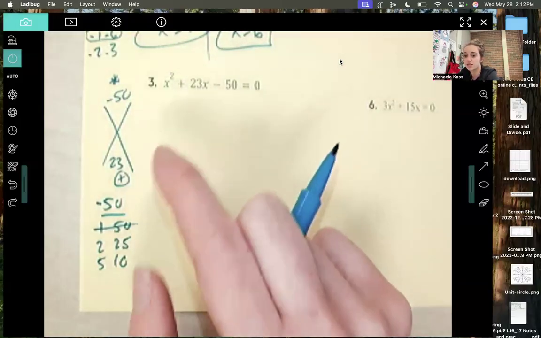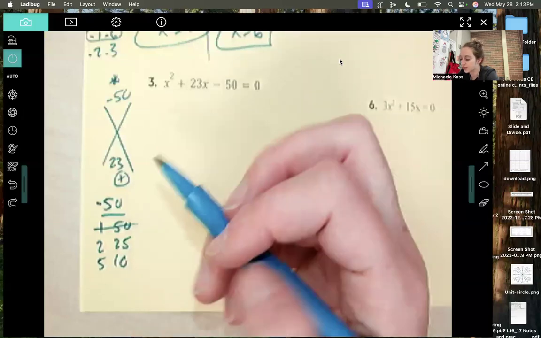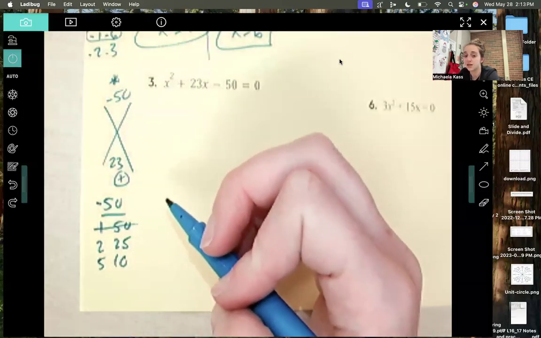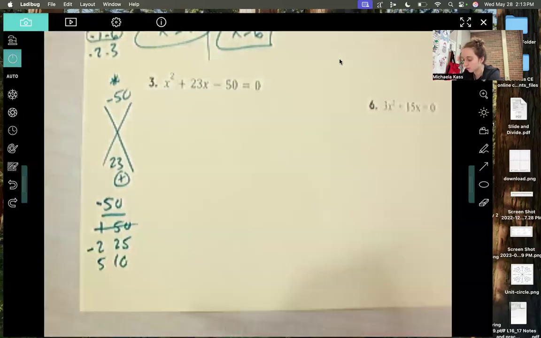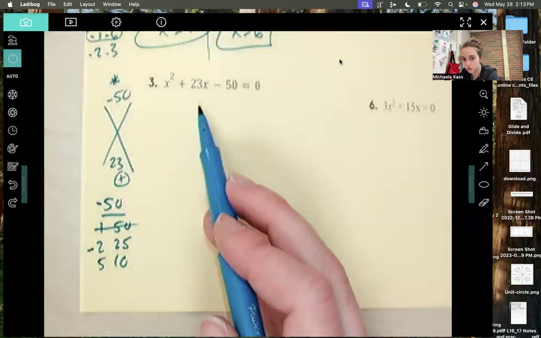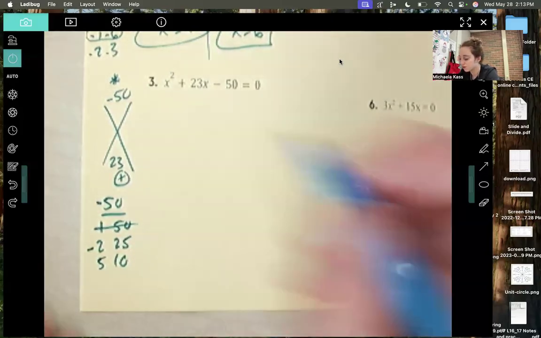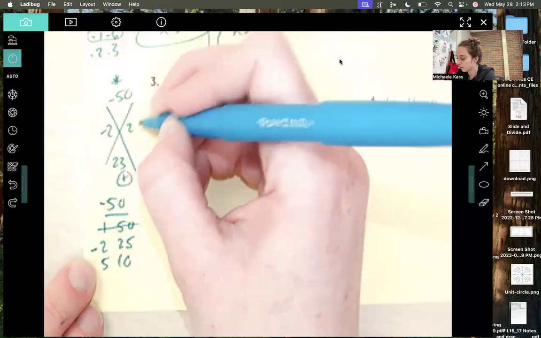Question is, where does the negative go? Because a negative times a positive is a negative. So, is the negative going to go on the 2? Well, let's find out. Is negative 2 plus 25 23? It is. So, negative 2 and 25 are our answers.